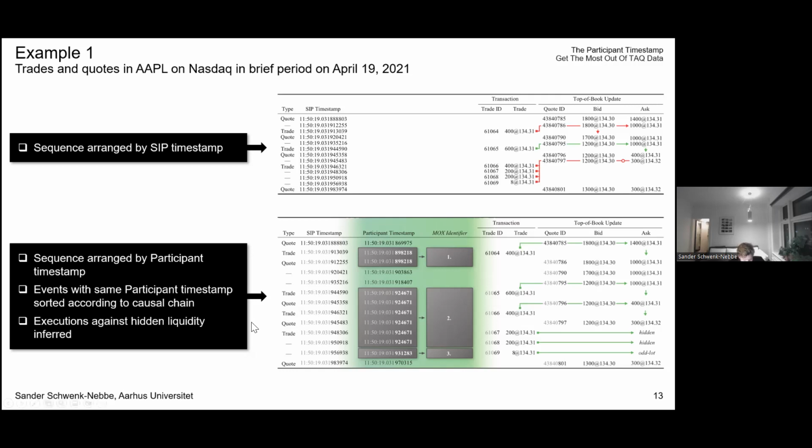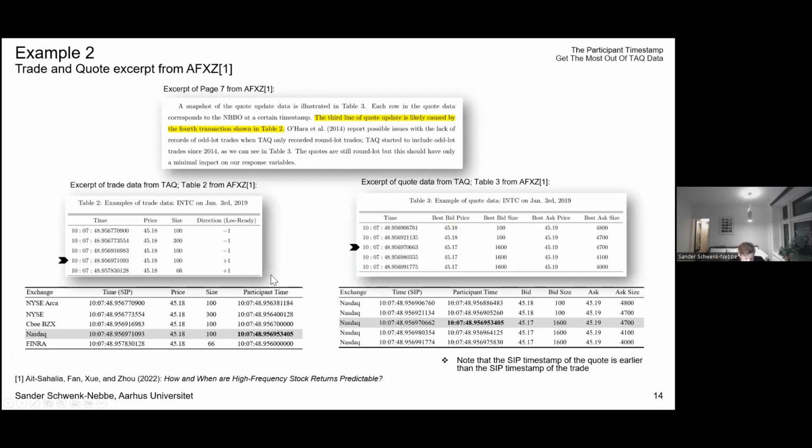I want to give a second example though. I recently came across a nice paper that includes a small sequence of TAQ data. So this time I let somebody else pick the sequence for me. It is the paper from Aichaila and co-authors from 2022. They give us a small sequence of TAQ data where time here is the SIP timestamp. The authors suspect that the third line of quote updates is caused by the fourth transaction. So I've marked those two with this little arrow.